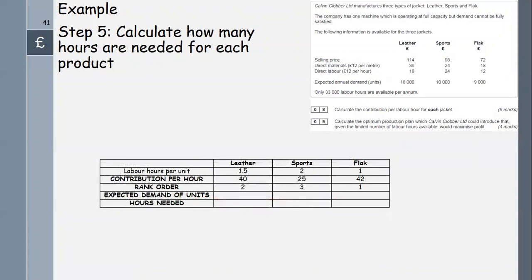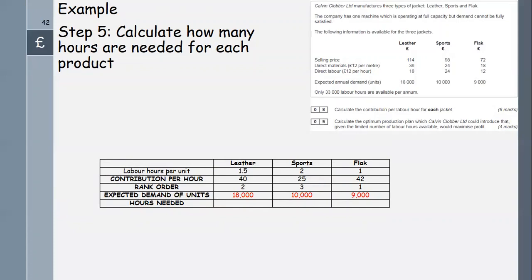Okay, so then step 5, we're going to calculate how many hours I need for each product. So again, you've got the rows filled in where we're up to. So the expected demand of units, well, that's given to us in the question. 18,000 for leather, 10,000 for sport, 9,000 for flak. So to work out the hours that are needed, if we just look at leather, for example, it takes 1.5 hours per unit, and we expect to be able to sell 18,000 units. So times them together, and we should get 27,000 hours needed.